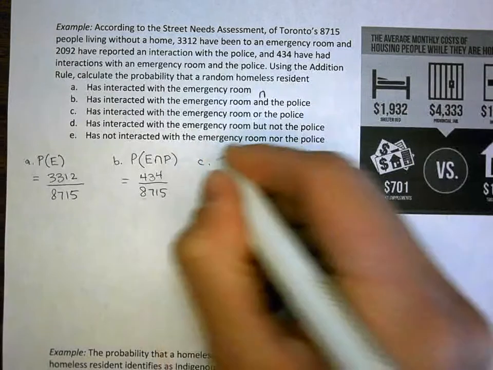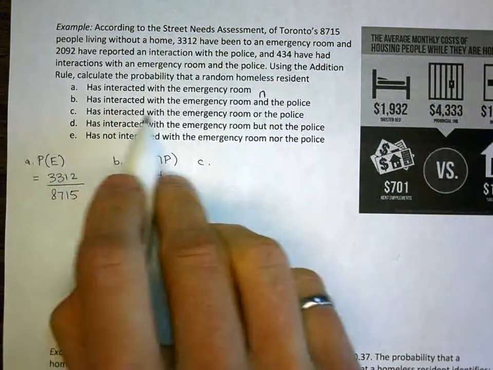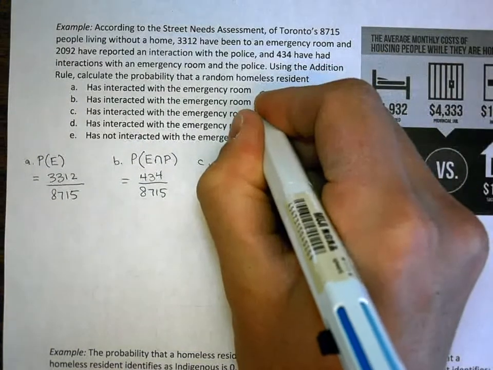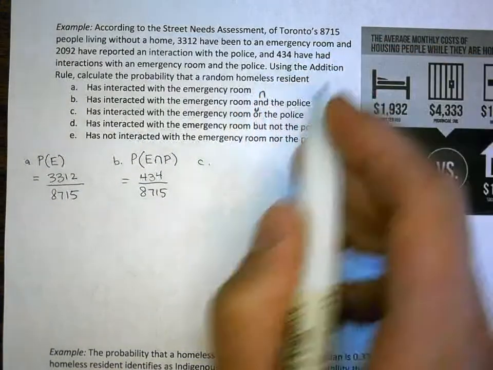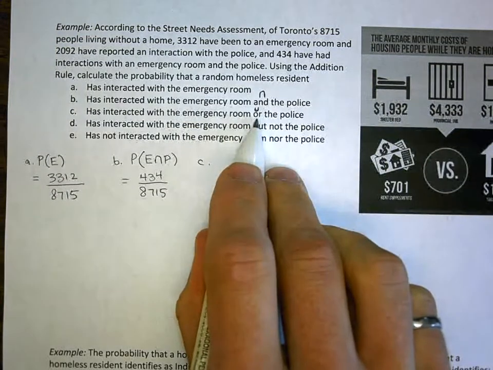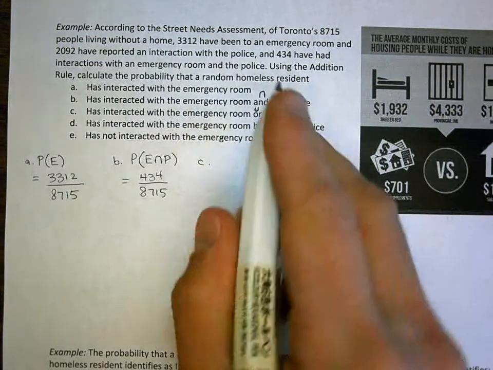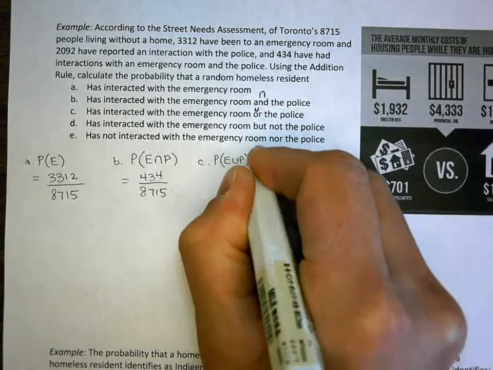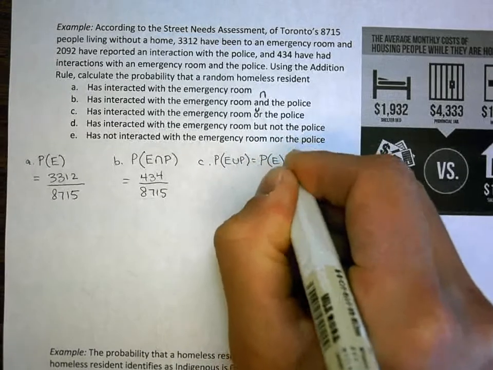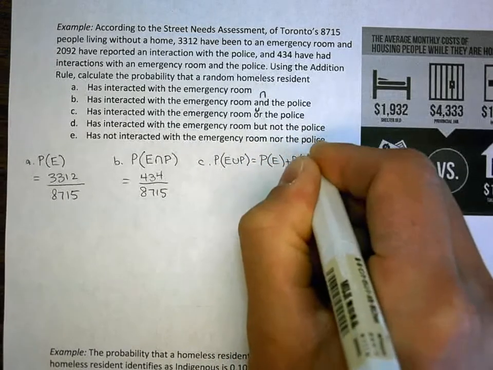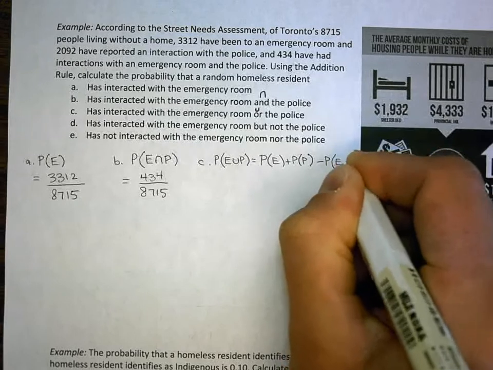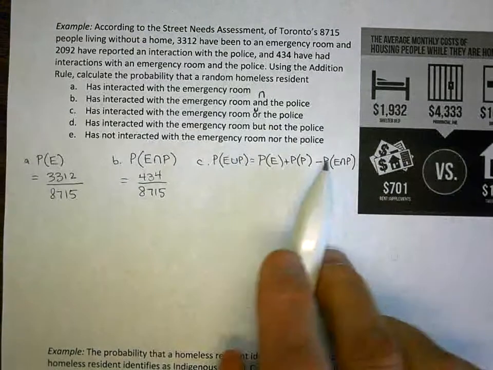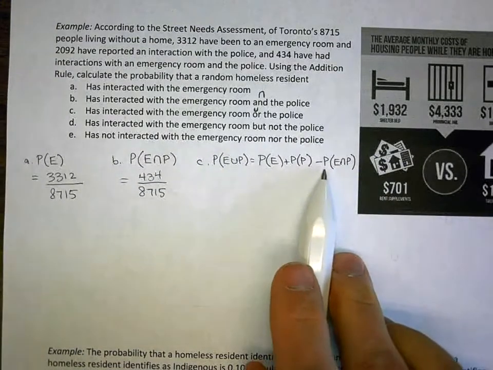Okay, question C. What's the probability that someone has interacted with the emergency room or the police? Well, "or" means union. This is where I have to add up both circles and subtract out the people who are counted twice. So instead of using a Venn diagram, I can use my formula. E union P is the probability of E plus the probability of P minus the probability of the intersection, E intersect P. There's my addition rule right there. I just copied it from the other page.